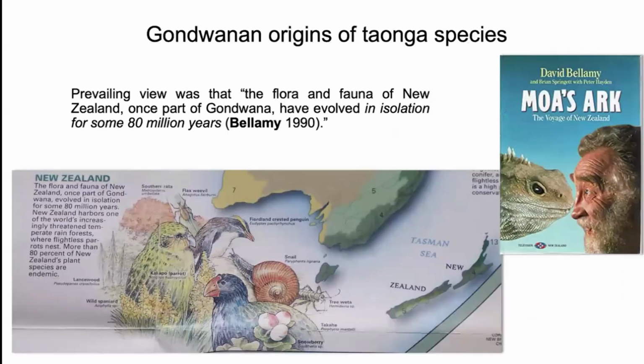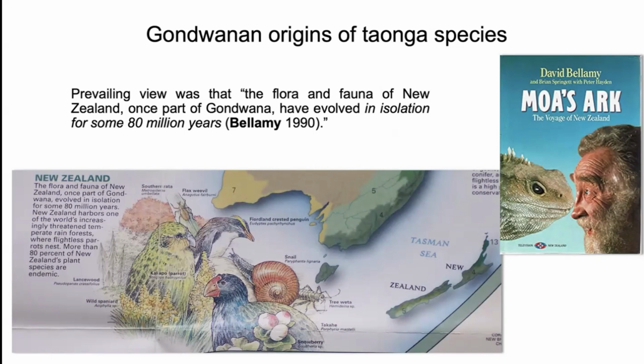And I grew up with, certainly in primary school and high school, that dispersal wasn't really a thing, and that the prevailing view, personified by David Bellamy, was that the flora and fauna of New Zealand was all once part of Gondwana. So I grew up thinking that all of the animals in New Zealand were due to Gondwanan vicariance.